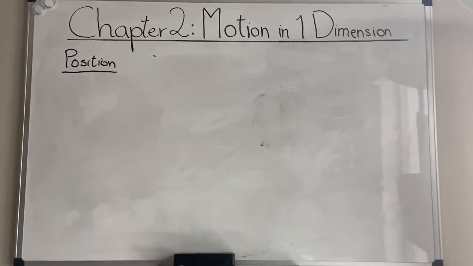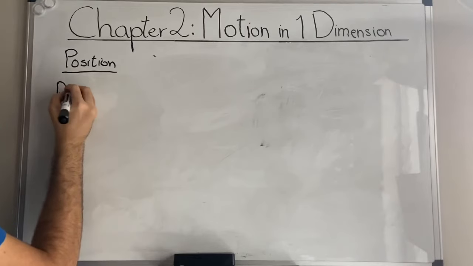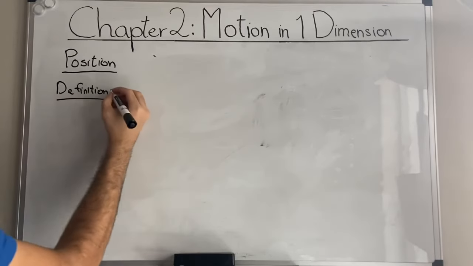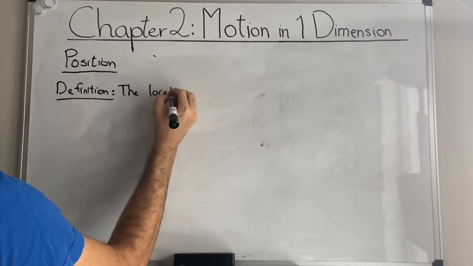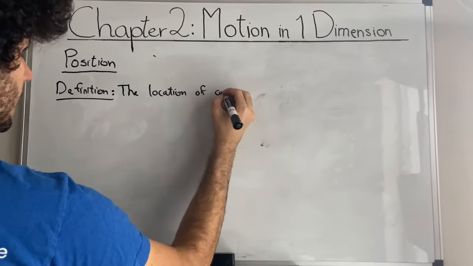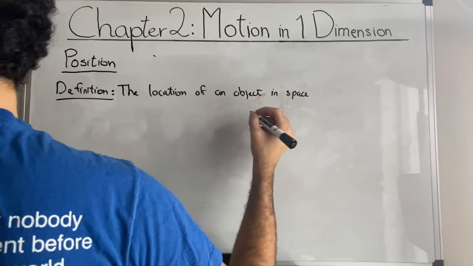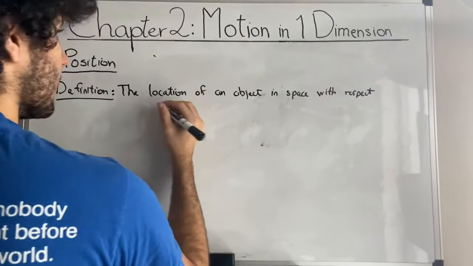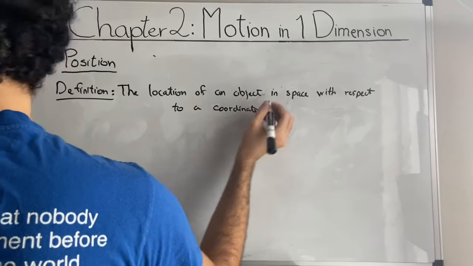All right. So, when we study the motion of an object, the most important quantity is the position of the object. And let's define this, actually. The definition of position that we'll be using, and we won't need to define it a lot, this is just a way to pinpoint what it is exactly, is the location of an object in space with respect to a coordinate system. And that last bit is very important. Actually, all of it's important, but let's not forget that last part. With respect to a coordinate system.